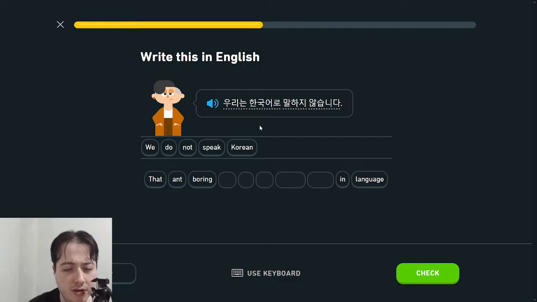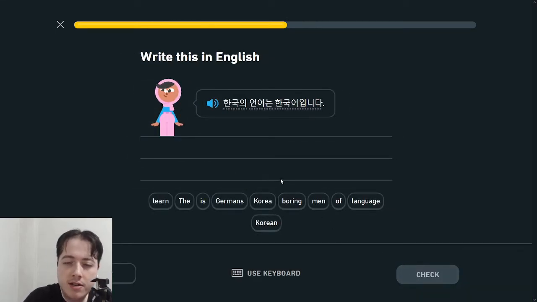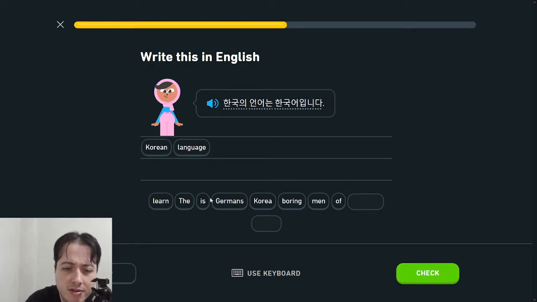Korean language. 한국어. Korean. I think it's Korean language. It's the same thing, right? Yeah. Okay. 한국의 언어는 한국어입니다. 언어는. Oh yeah, just learn this word. 언어는. It's language. Okay. So 한국의 언어는 Korea's language. 한국어 is what? Korea? 한국의 Korea language is Korean. Yeah, Korea language.